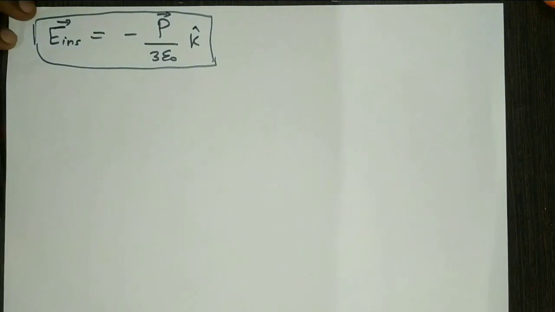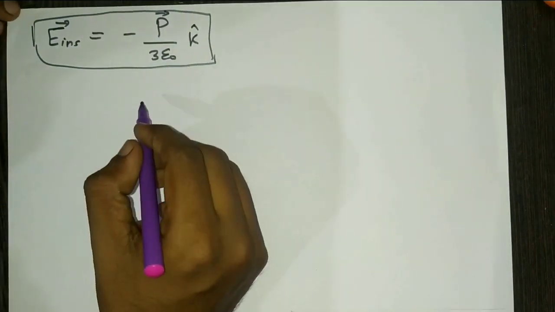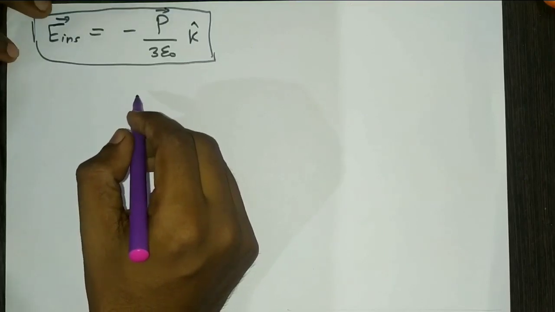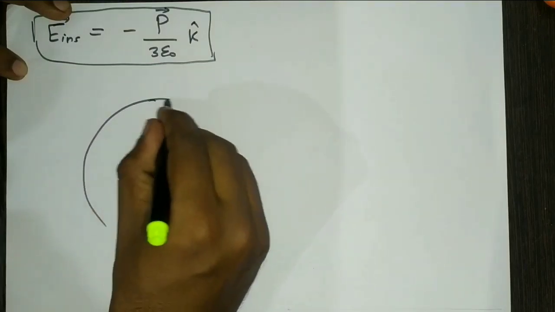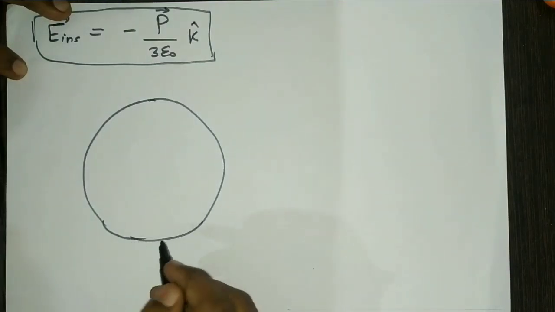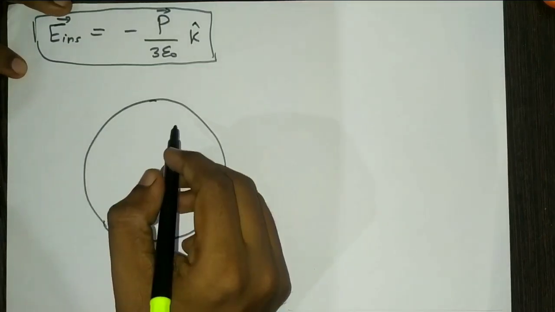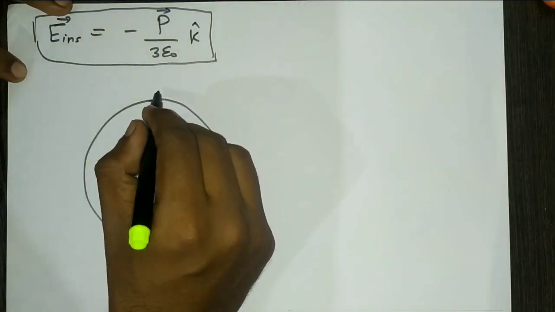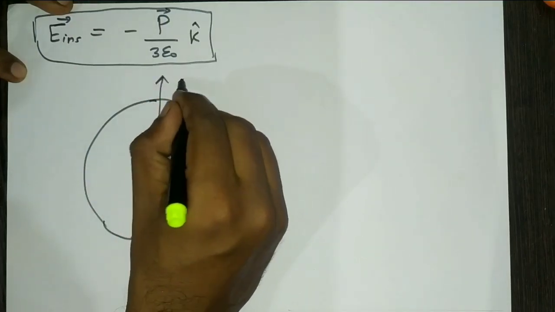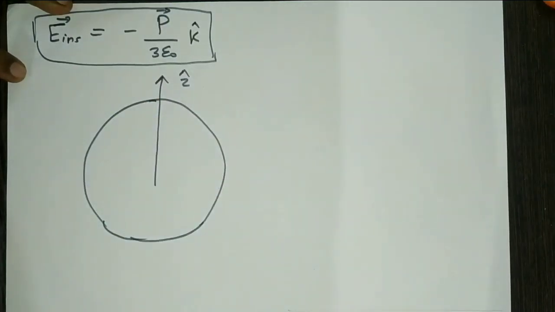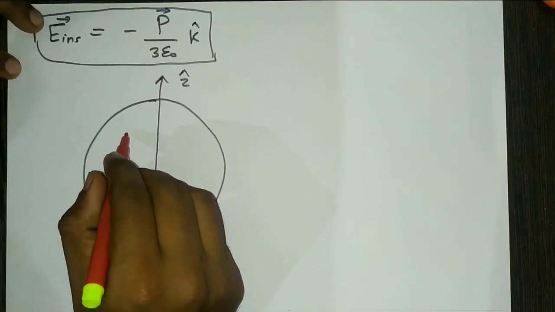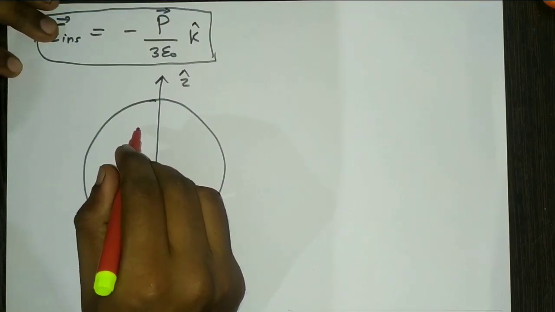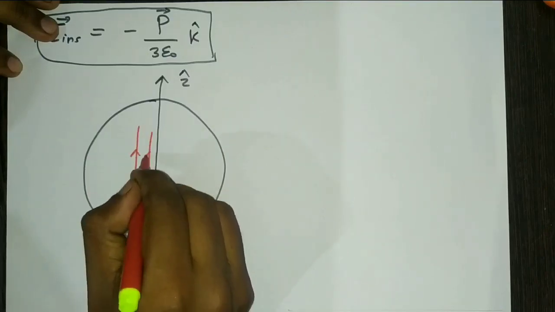Okay, let me draw the electric field lines of this polarized object. This is our polarized object. Its polarization is along the positive z direction. That means our dipole moments are oriented along this direction.